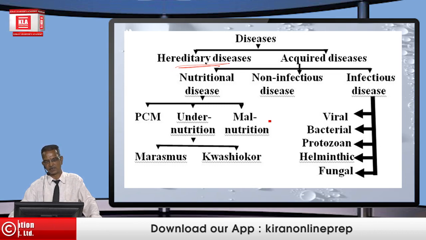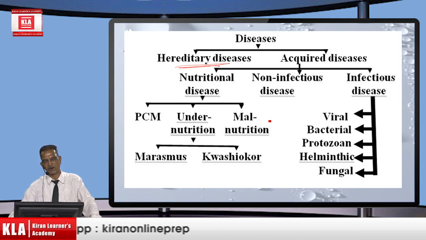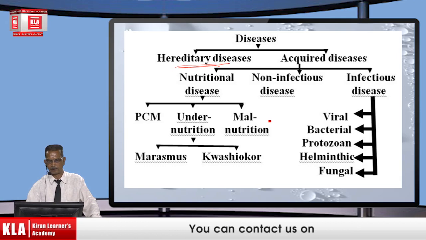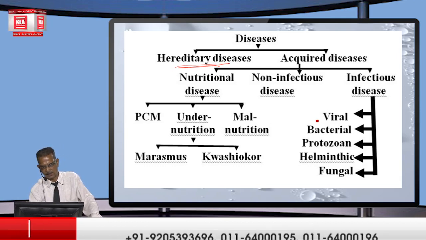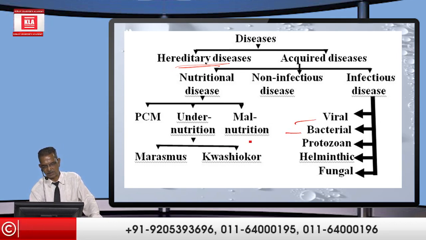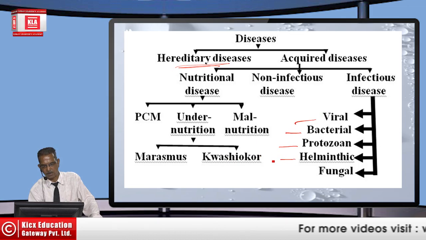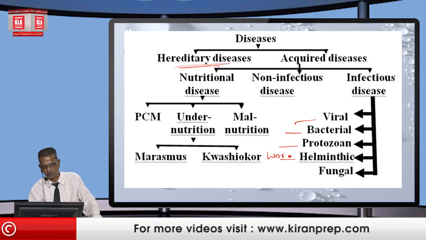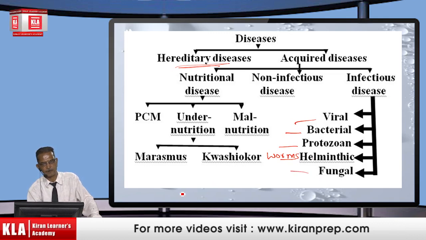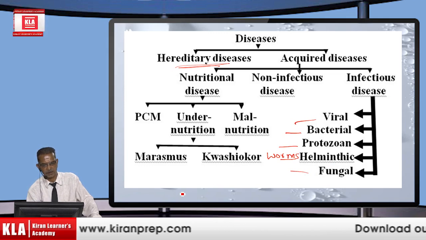And these diseases, based on the causative agents, that is, what has caused the disease, have broadly been classified in 5 categories, as you can see. Viral disease is caused by viruses, bacterial disease caused by bacteria, protozoan disease caused by protozoa, helminthic caused by worms. Helminthic means worms. Whereas fungal disease is caused by fungi. Now this is the classification based on the causative agent.